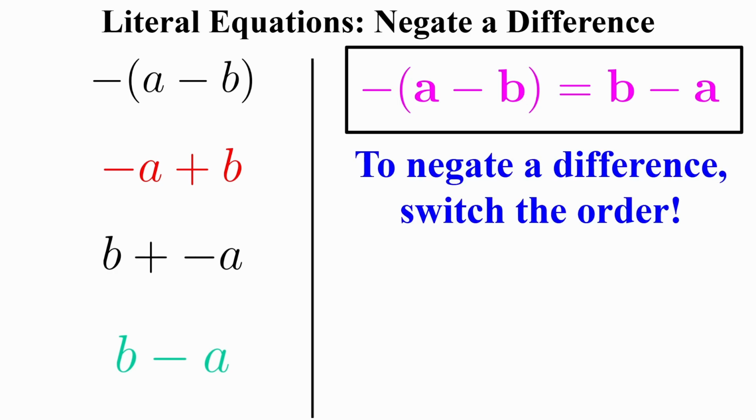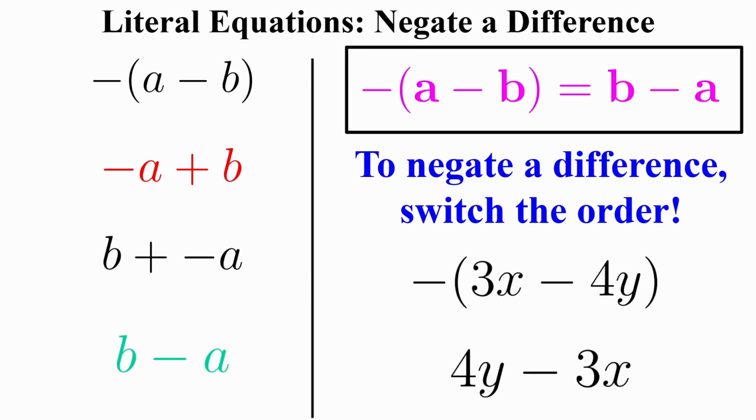So for example, if we had negative the quantity 3x minus 4y, we would just swap the order in one step. You don't need to do all that work. So that would be equivalent to 4y minus 3x. So to negate a difference, just switch the order.